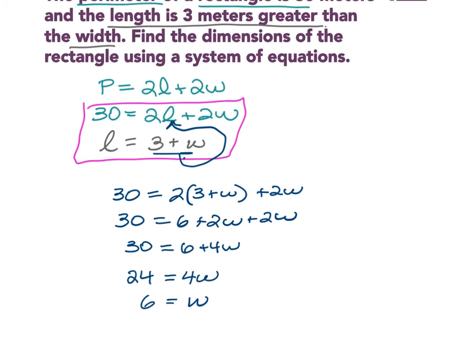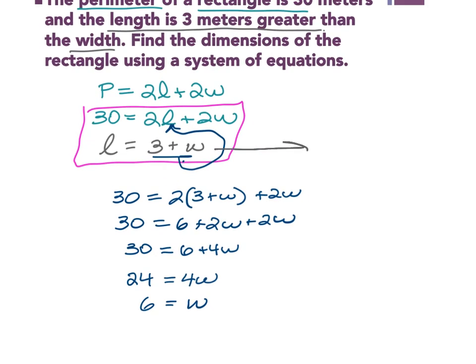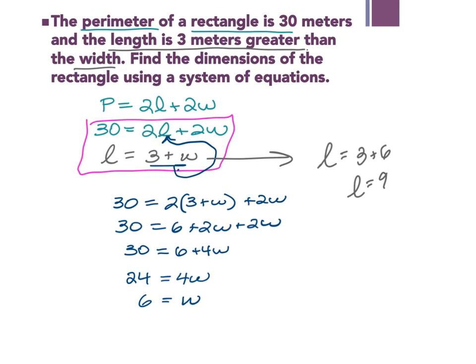So the width is 6. And then if I want to find the length, I would just say the length is 3 plus 6. So the length is 9. If it asks for dimensions, it could ask for length times width, which would be 6 meters by, or sorry, that's width times length. So 6 meters by 9 meters, or length times width, 9 by 6 meters.